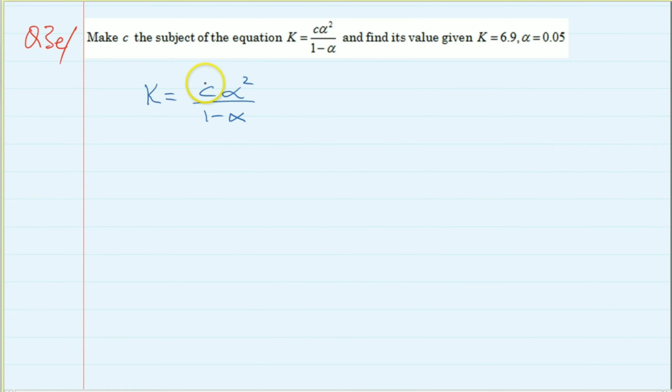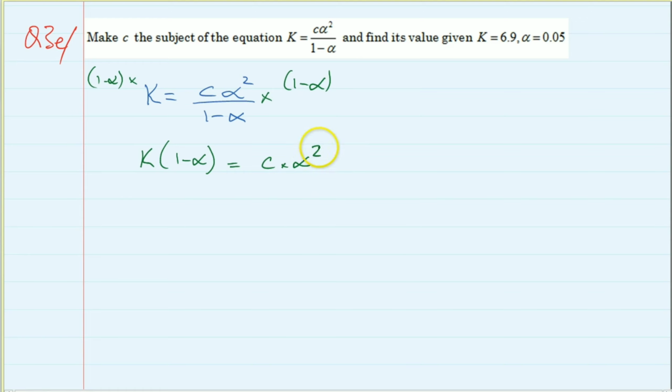Question 3 says to make C the subject of the equation and then find its value, given that we're given the values of the other variables here. So I need to rearrange this equation here to make C the subject, or to have C on the left-hand side by itself. So the first thing I'm going to do is, like most people, they don't like working with fractions. Let's get rid of the fractions by multiplying both sides by 1 minus alpha. So I'm going to multiply both sides by 1 minus alpha. And this will end up with K outside of 1 minus alpha is equal to C times alpha squared.